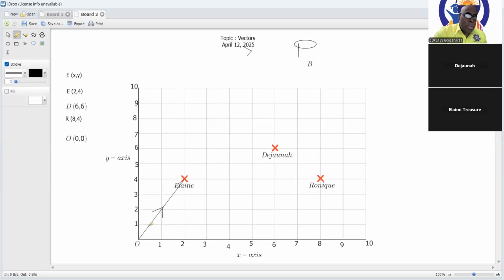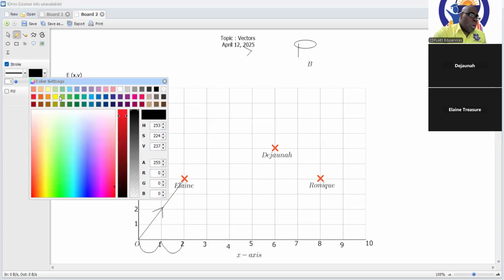Now, when you want to determine the vector using a graph, you're going to first count on the x-axis. How much is that? Count it now, please. 1, 2. Then now, we're going to count on the y-axis.